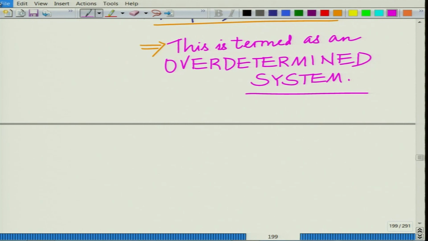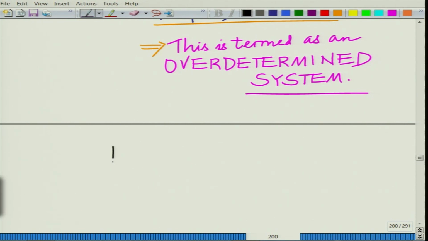Now, what can we do? Naturally, m is greater than n, so A is not square. This implies that invertibility of A is out of the question, because we talk about invertibility only if A is a square matrix, and that too if A is not singular. So now, how do you solve this system? What is the solution?